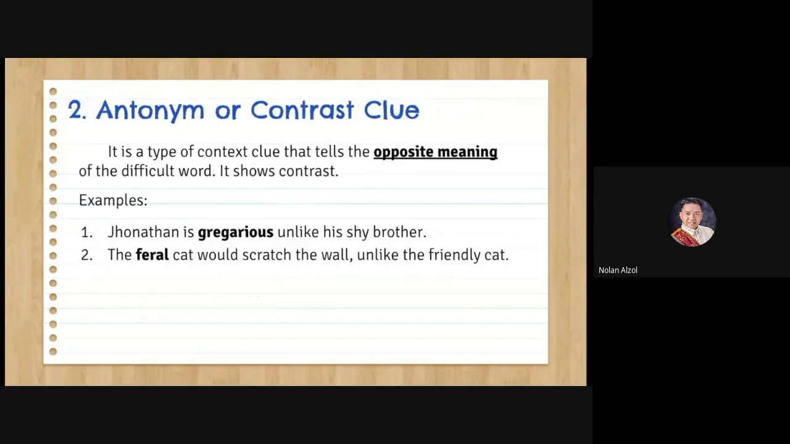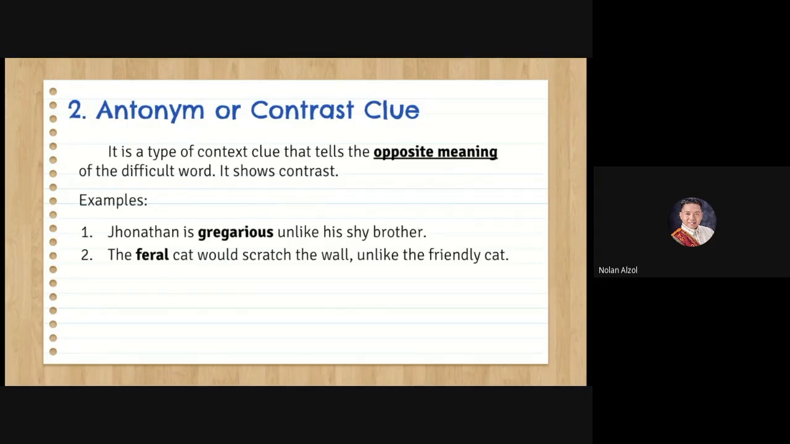The second type of context clue is antonym or contrast clue. This one is the opposite of the synonyms because it is a type of context clue that tells the opposite meaning of the difficult words. So it shows contrasts. For example, Jonathan is gregarious unlike his shy brother. Gregarious is the difficult word. The word unlike comes after the difficult word gregarious. Unlike signals contrast of the word gregarious. So therefore, we can say that gregarious is the opposite of the word shy. And through that, we can infer the meaning of the word gregarious.